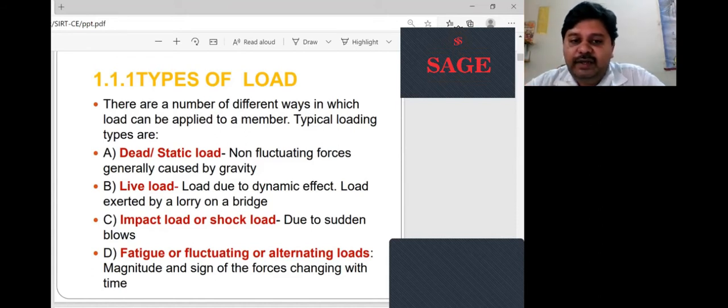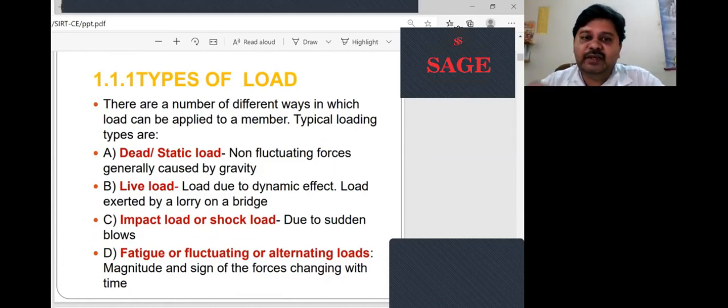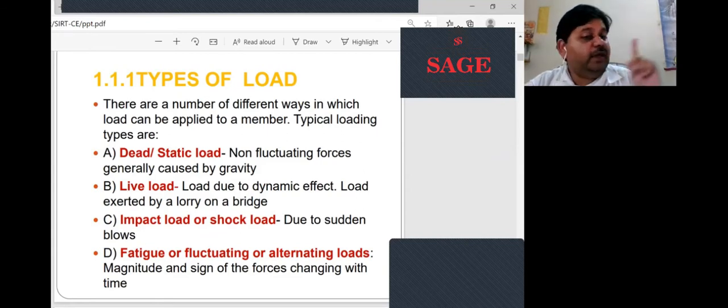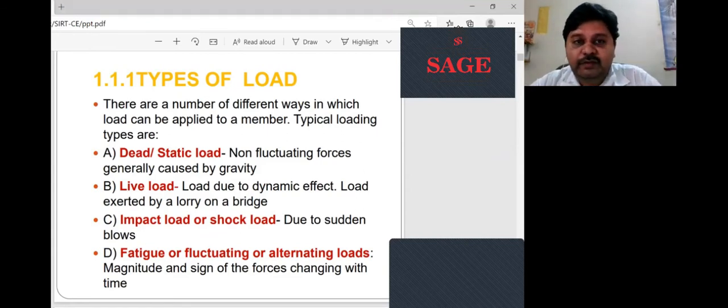Fatigue or alternate load: the magnitude and sign of the force change with time. Fatigue loads are basically loads whose magnitude changes with respect to time. Time ke saath unka sign change hota rehta hai. That is known as fatigue load.